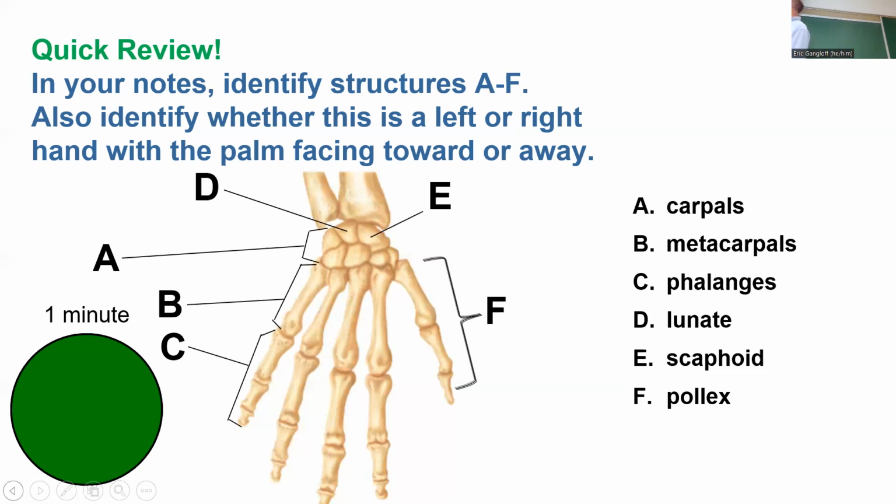D and E are the two specific carpals that I wanted you to know, and that is the lunate and the scaphoid. Remember our little mnemonic device that the lunate starts with an L and it's on the side of the wrist with the ulna. The lunate is on the ulna side of the wrist. And finally, we have a special name for the first digit, which is the pollex. And that is the anatomical term for the thumb.